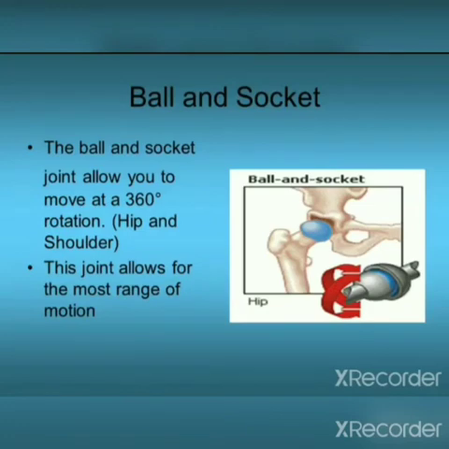Out of all these joints, first of all we will learn about the ball and socket joint. As you see in the diagram, there is a ball and a socket in which the ball is fixed. In this manner, the ball and socket joint allows you to move in 360-degree rotation. This joint is present in the hip and shoulder portion. This joint allows for the greatest range of motion.